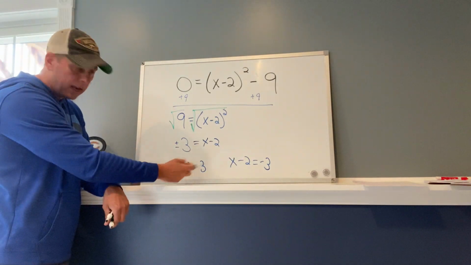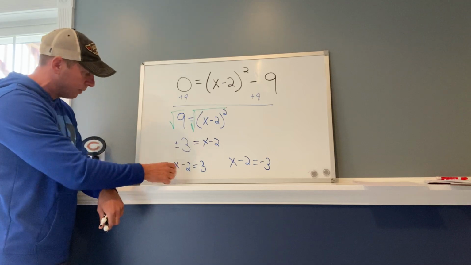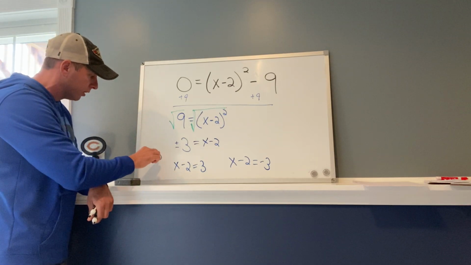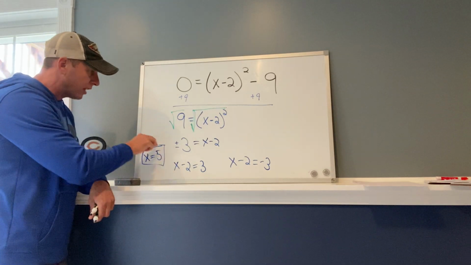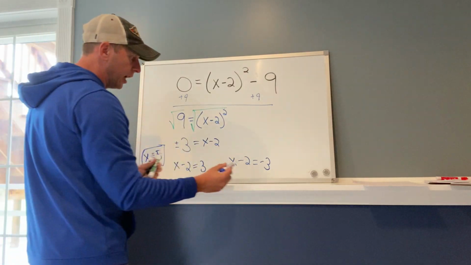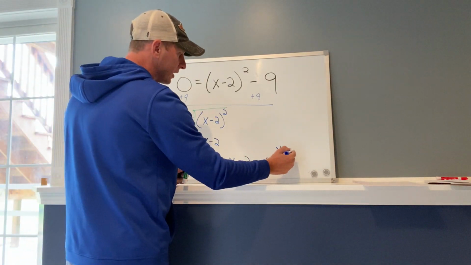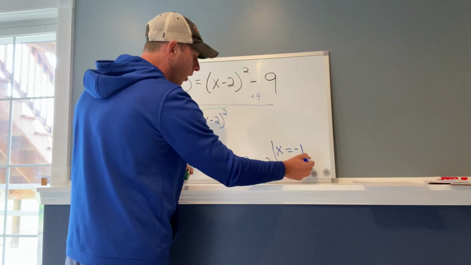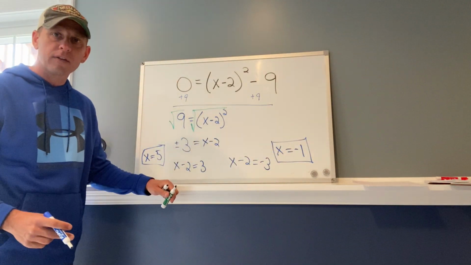X minus 2 equals 3. Add 2 to both sides. What's x equal to? X equals 5. Bam, that's one of our answers. Add 2 to the other side. What do you get? X equals -1. Bam, there's our other answer.